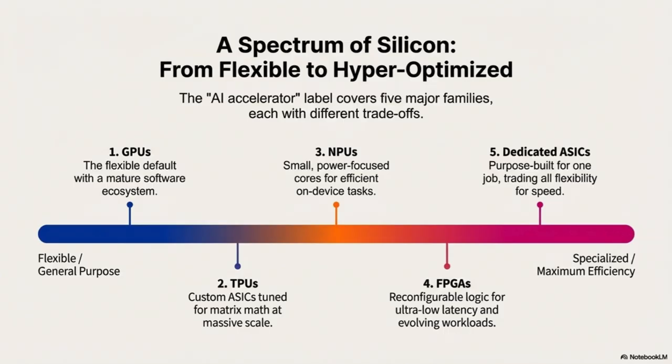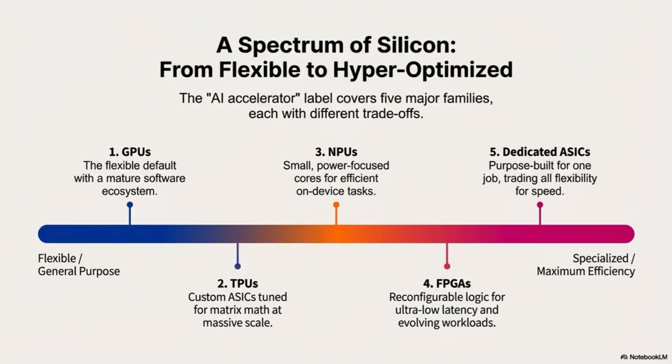And then there were FPGAs? FPGAs, yeah, field programmable gate arrays. These are fascinating because you can reconfigure their logic. They're slower to program, but you get super low latency, and you can actually update the hardware's behavior with firmware. And the last one. Dedicated ASICs. These are the most extreme. Purpose-built for one specific job, trading away basically all flexibility for maximum efficiency and speed.